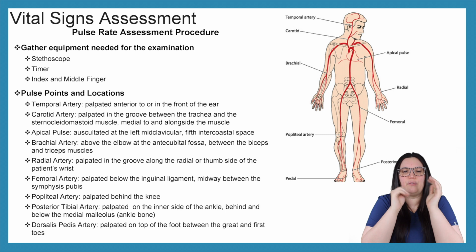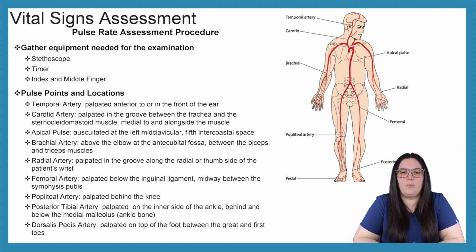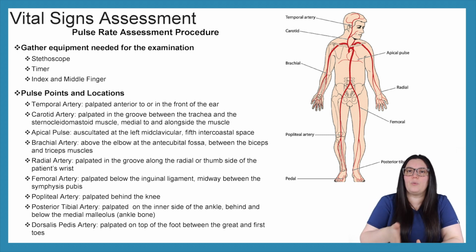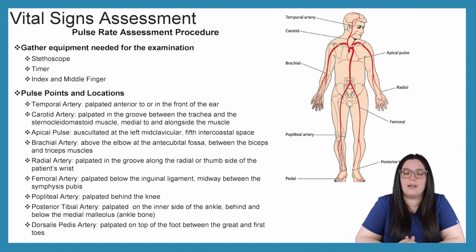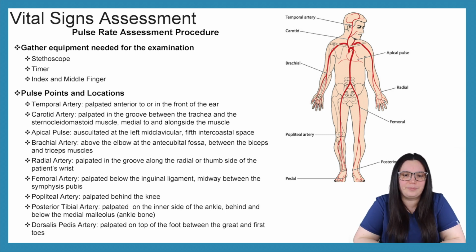Next, we have our femoral artery that's palpated between the inguinal ligament, midway between the symphysis pubis. So for those of you going into the cardiac fields, this is traditionally where they put the sheaths when they're doing different kinds of interventions. And if you were to remove it, this is what you're going to be pushing on until it clots.